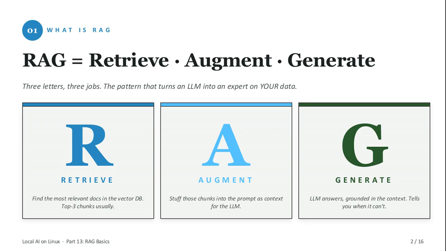So let's start with the name itself. RAG breaks down into 3 jobs that happen in sequence. First, we retrieve, pulling the most relevant chunks out of a vector database, usually just the top 3 matches. Then we augment, which is a fancy word for stuffing those chunks into the prompt as context. And finally, the model generates an answer grounded in what we just handed it, and crucially, it tells you when the context doesn't actually cover your question.